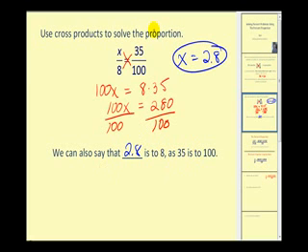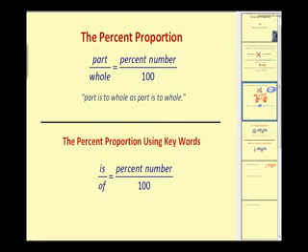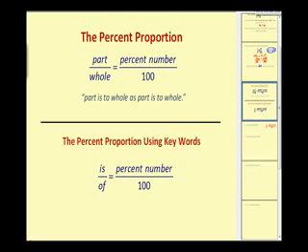This is exactly how we will solve percent problems using the percent proportion. The percent proportion states that the part is to whole as the percent number is to 100. But to set these up, sometimes it's difficult to determine which is the part and which is the whole. So I like to use key words just like the percent equation. The number associated with is will be in the numerator, and the number associated with of will be in the denominator. And if we have the percent, it'll be the number over 100. Let's go ahead and give it a try.